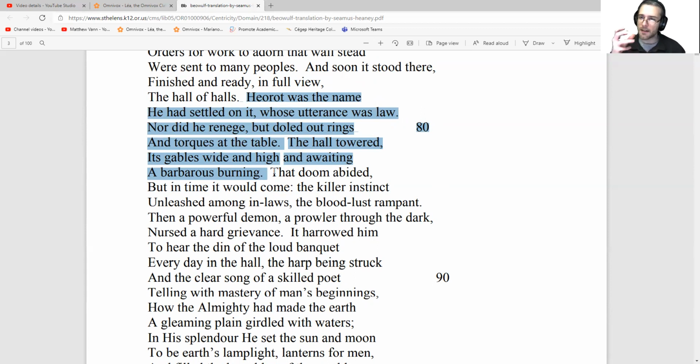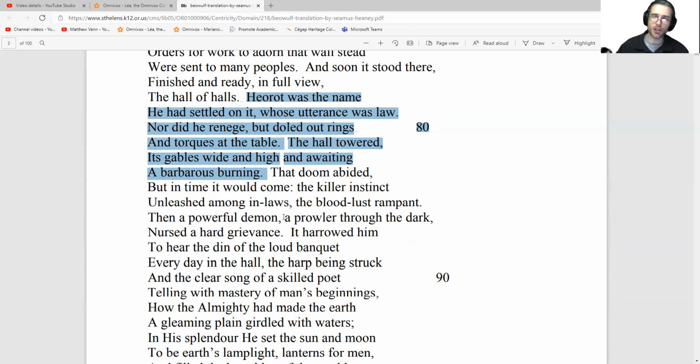Everything glorious, everything good, everything powerful and resplendent and beautiful, all the civilizations that we construct through effort and toil, that we build as a community together in order to foster our communities and allow them to grow, all of it is utterly meaningless because it's only waiting to be destroyed. It's only waiting for the torch that will set it ablaze, the grave that will cover it over and bury it, and the worm that will eat and consume. That doom abided, that barbarous burning waited, but in time it would come.